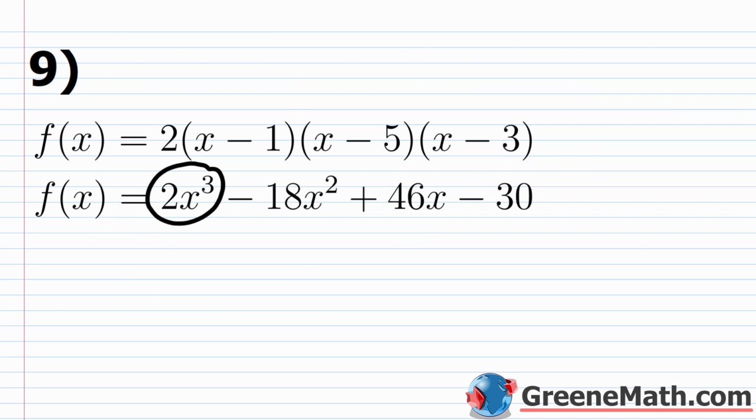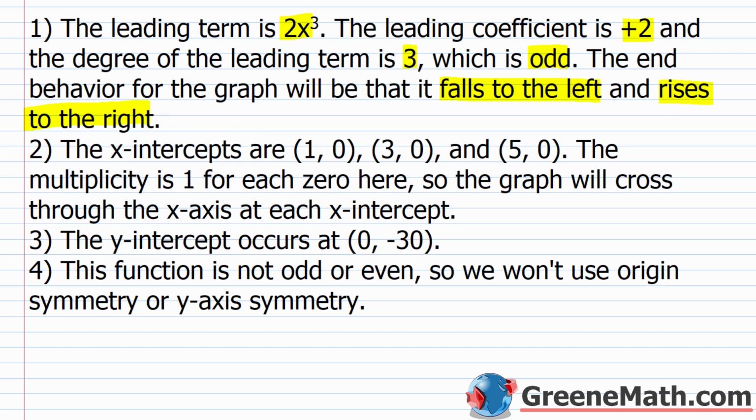Let me go back up and show you where that's coming from. In factored form, this is written where it's x minus k. So x minus 1 here, you have x minus 5 here, and then x minus 3 here. So you have a 0 of 1, 5, and 3. Each has a multiplicity of 1, and so you get an x-intercept of (1, 0), (5, 0), and (3, 0). So coming back down, I have the x-intercepts are (1, 0), (3, 0), and (5, 0). The multiplicity is 1 for each 0 here, so the graph will cross through the x-axis at each x-intercept. And again, because the multiplicity is 1, it's just going to cross straight through. It's not going to flatten out.